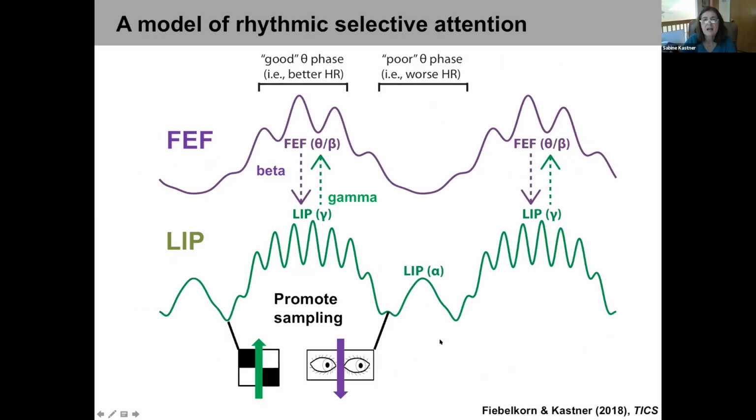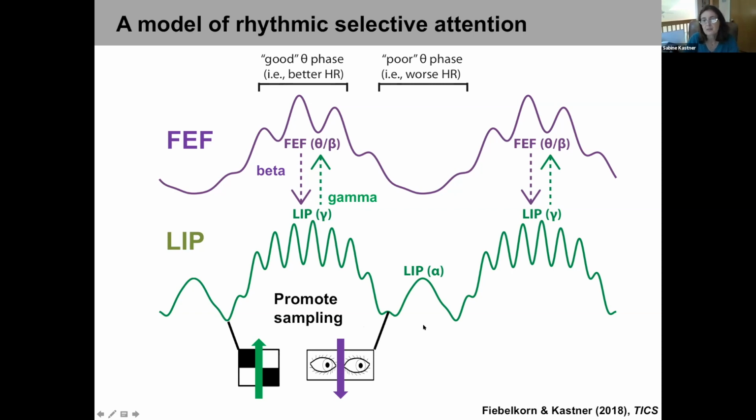So if we interpret this model that I've shown you in this way together with these single unit results that I've just shown you, then what falls out of this is this interpretation. So we think that during the good theta phase, what happens across this network during these rhythmic properties is that there is a state that's been set up that promotes sampling from the environment by enhancing visual processing and suppressing at the same time oculomotor activity. So moving the eyes or moving the focus of attention.